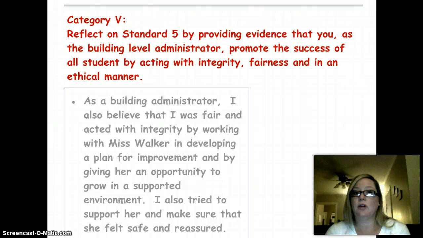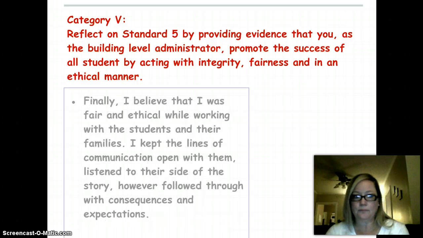As a building administrator, I also believe that I was fair and acted with integrity by working with Ms. Walker in developing a plan for improvement and by giving her an opportunity to grow in a supportive environment. I also tried to support her and make sure that she felt safe and reassured immediately after the incident occurring. And finally, I believe that I was fair and ethical while working with the students and their families. I kept the lines of communication open with them, listened to their side of the story, however, followed through with consequences and expectations.